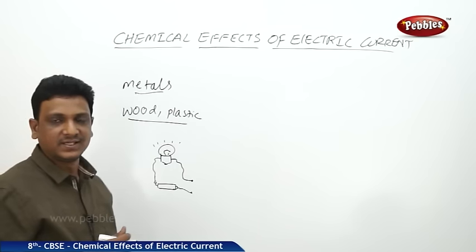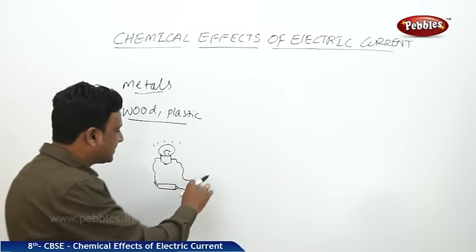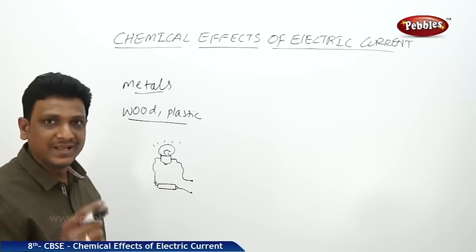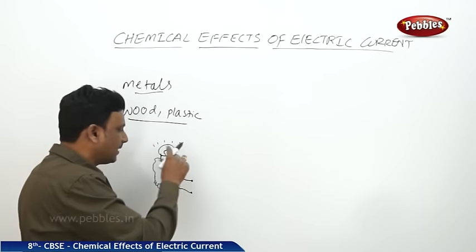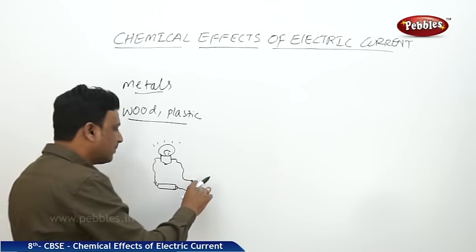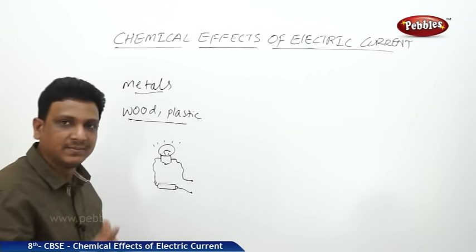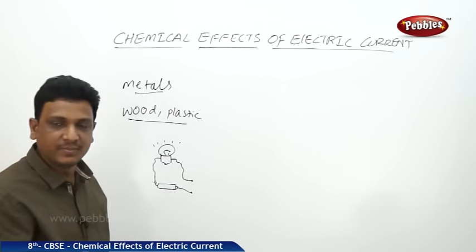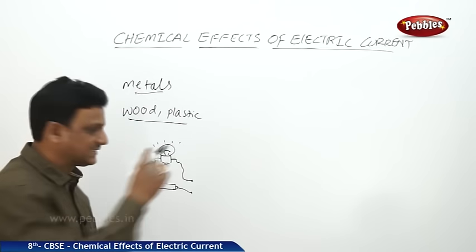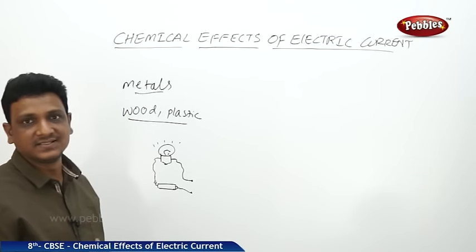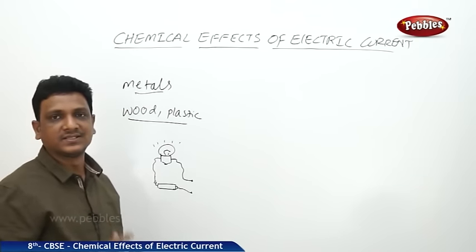So by this you can test it. You can bring a nail and place it connecting the two ends. If the bulb glows, the nail is a conductor. Bring a pencil, put the pencil here, the bulb doesn't glow, so the pencil is not a conductor. Bring a hair clip, put it here, the bulb glows, the hair clip is a conductor. Put a safety pin, the bulb glows, the safety pin is a conductor. Put a matchstick here, the bulb doesn't glow, the matchstick is not a conductor.